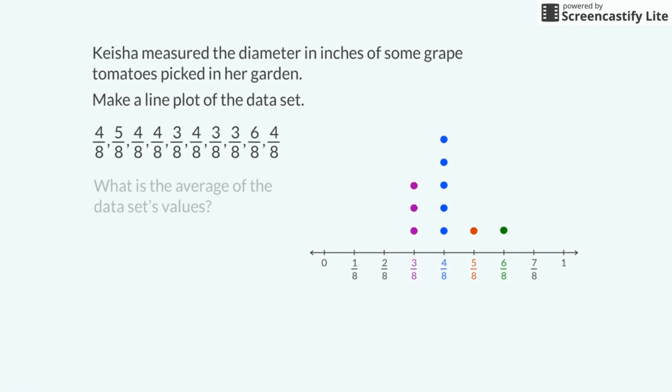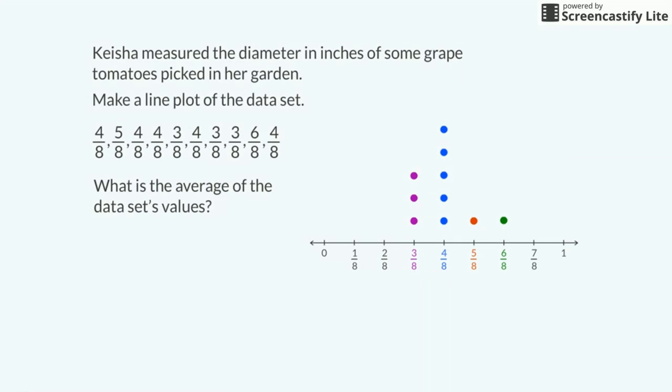My final question is, what is the average of the data set's values? To find the average, I need to add all the data values and divide by the number of values. In this case, there are 10 measurements.